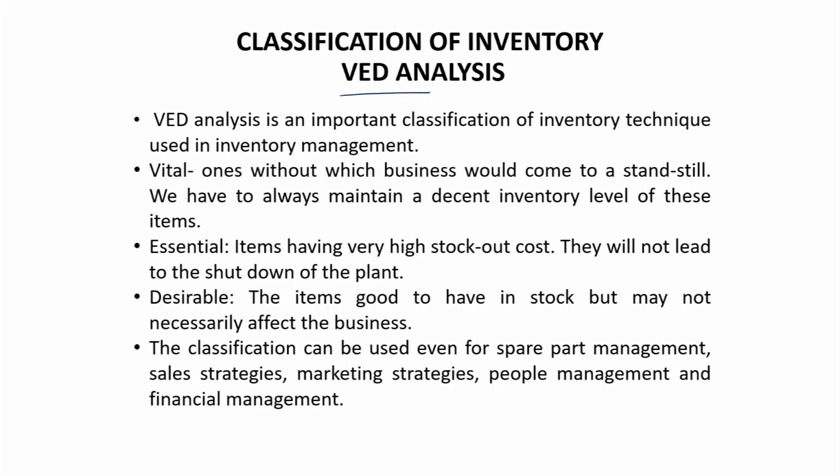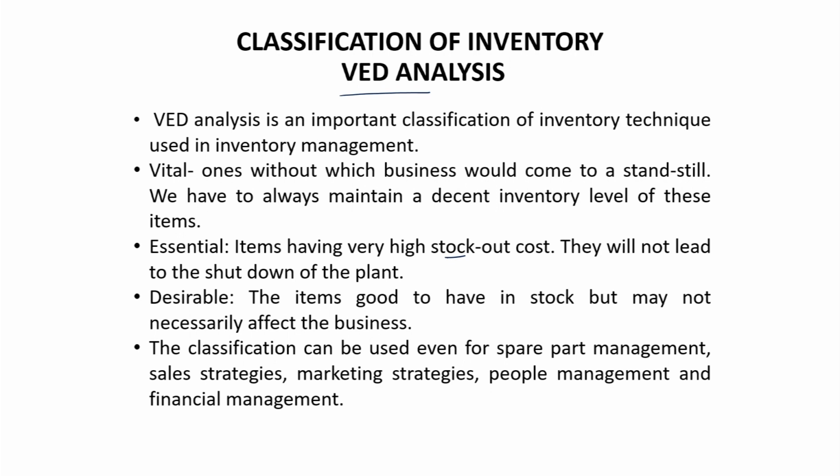The second category is essential items, which have a very high stock out cost, but they will not lead to the shutdown of the plant. The cost of stock out is high, but still you can work without that item. So, they are the essential items. We should also try that there should not be a stock out for these items.